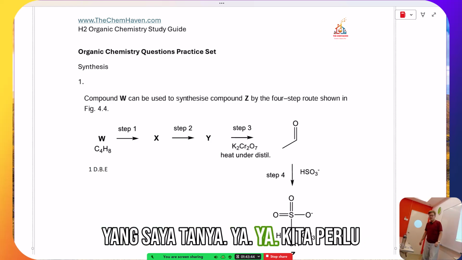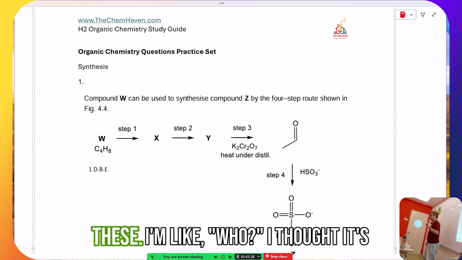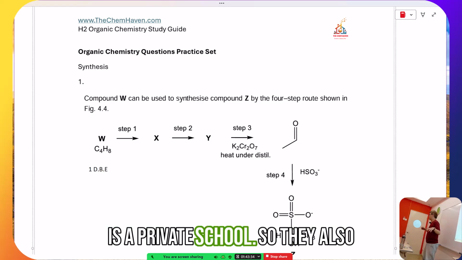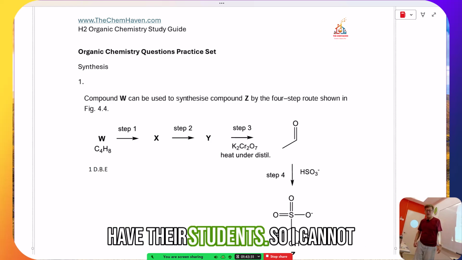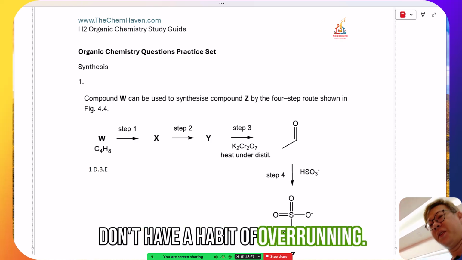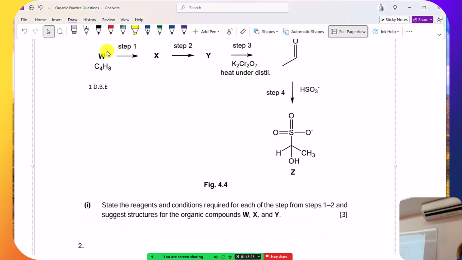Today we have to end our lesson sharp at 2. They tell me they have another assessment after this. I thought it's school holiday, but this is a private school, so they also have their students. So I cannot overrun today. Anyway, I don't have a habit of overrunning. Okay, my friend, let's go through.